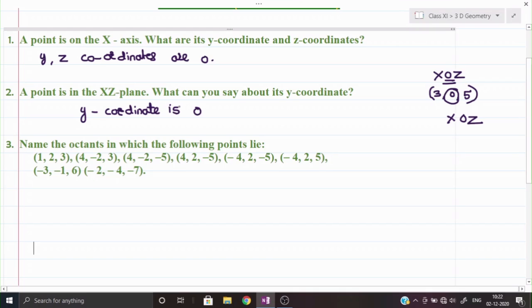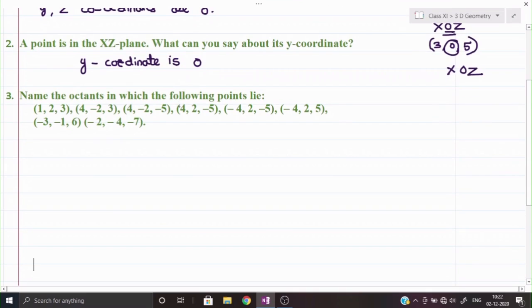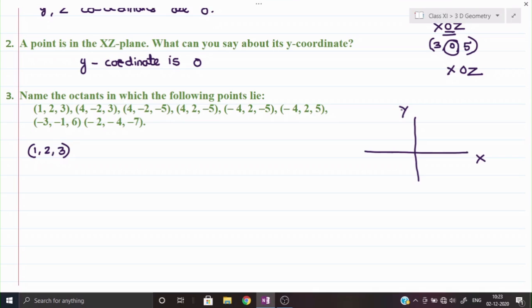Now see what they are saying. Name the octant in which the following points lie. First of all, look at the first one: 1, 2, 3. Now see what method I have told you. Suppose I draw here one coordinate plane. This is the x-axis and this is the y-axis. You need to think of the positive side of the z-axis as in your front and the negative side of the z-axis at the back side. That way we will find out. Now see, first of all think, 1, 2 lies in which quadrant?